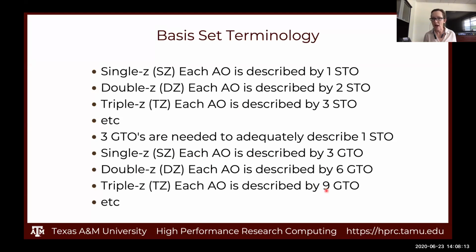In reality, in practice, it's no longer that strict definition. Now it's more along the lines of single zeta quality, double zeta quality, and triple zeta quality, as if you were using up to 9 GTOs per atomic orbital. Okay, so I just wanted to give you a definition because that's all over the literature, and you should have a basic understanding of what that means.